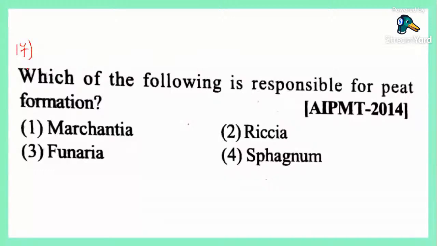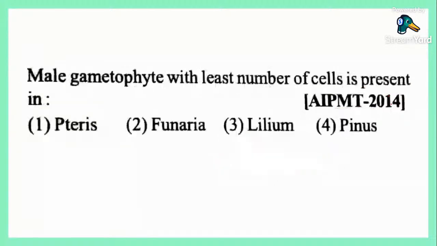Which is known as the peat moss? Very good. The correct answer for this question is option number 4, sphagnum. AIPMT 2014 question, peat moss. It is the sphagnum. Question number 18 on your screen.